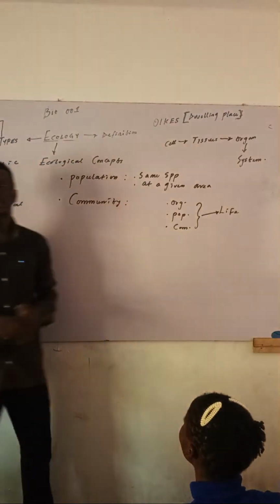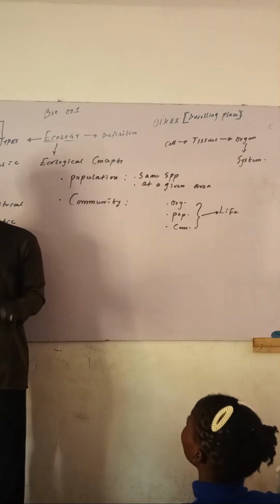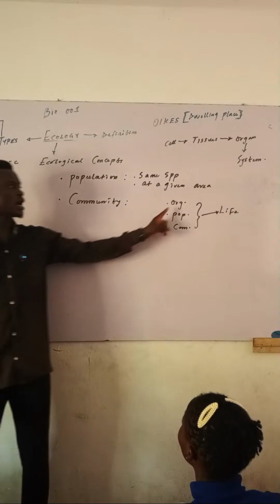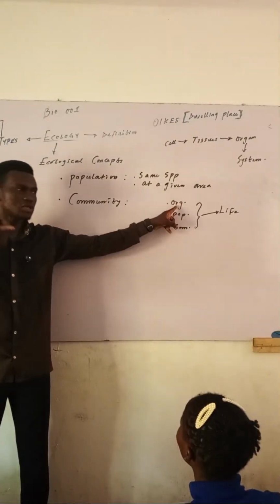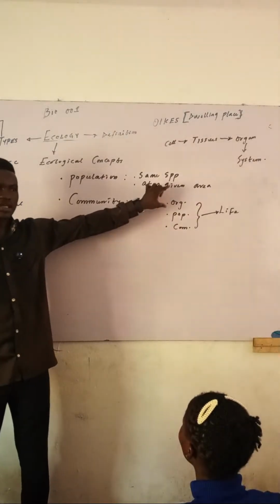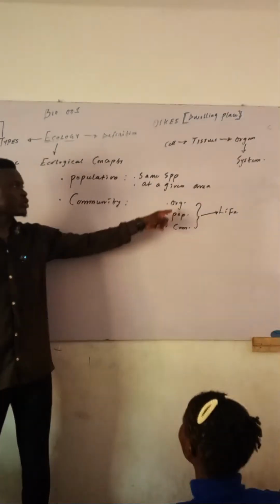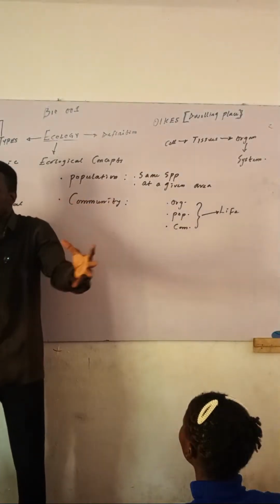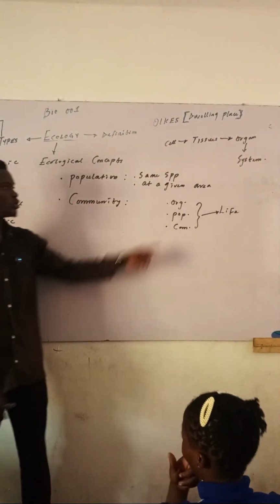These three are just focusing on the organism. When you have one organism, that is an organism. When you have one living thing, a single individual, then you have what we call an organism. Then when you have several individuals coming together in a particular area, it is called what?